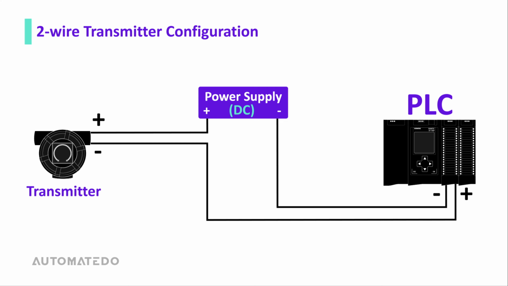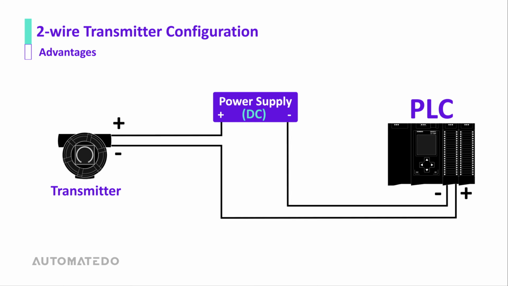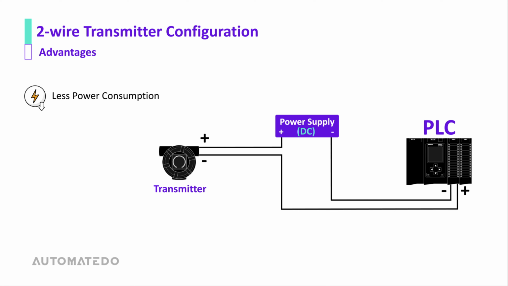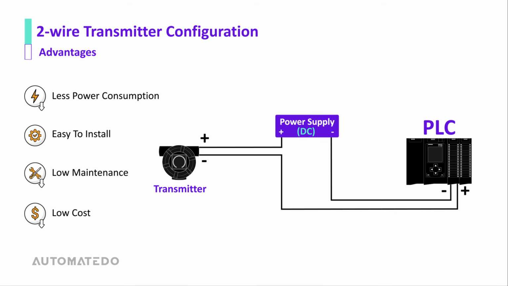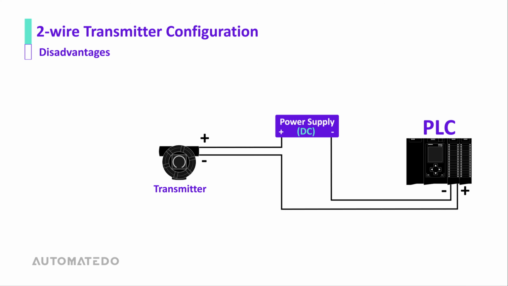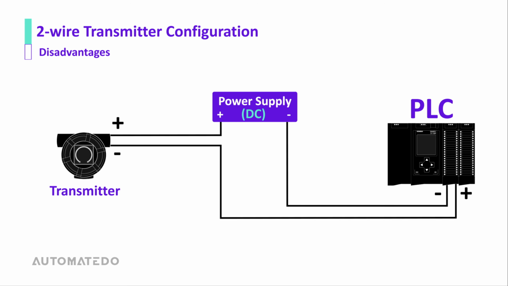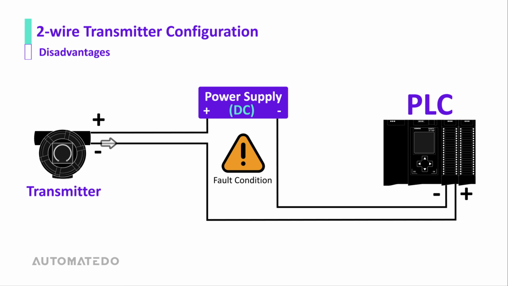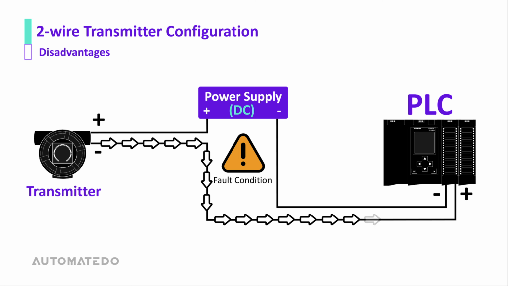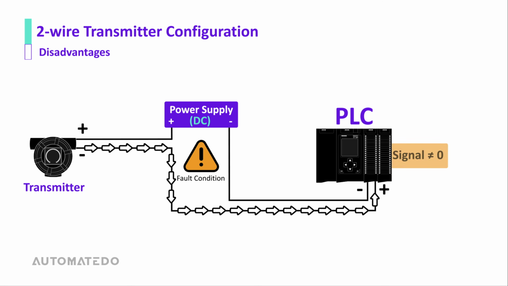It's time to mention the 2-wire current loop pros and cons. The key advantages of this design are: it consumes less power, it makes installation easier, it has low maintenance, and it is low cost. On the other hand, the main disadvantages of this design are: it has the lowest measurement accuracy among other wiring configurations, and if the fault condition happens, this configuration continues drawing some current, so we can't set the transmitter fault signal at 0 milliamps.